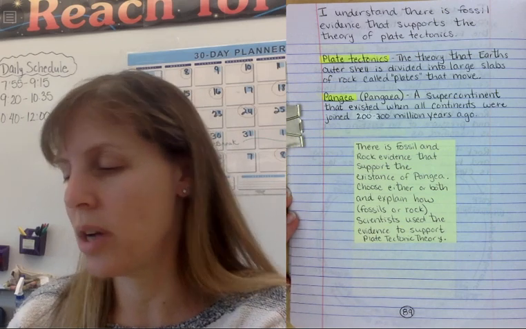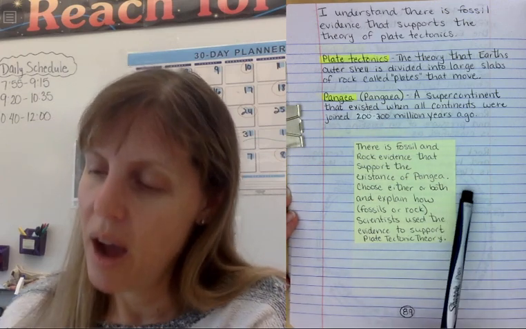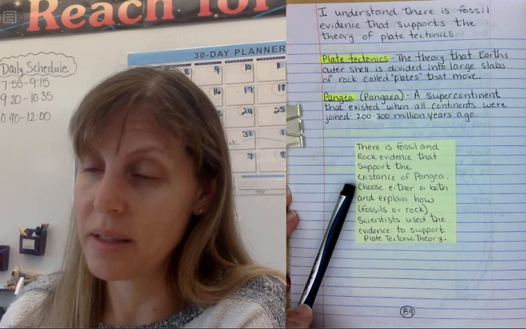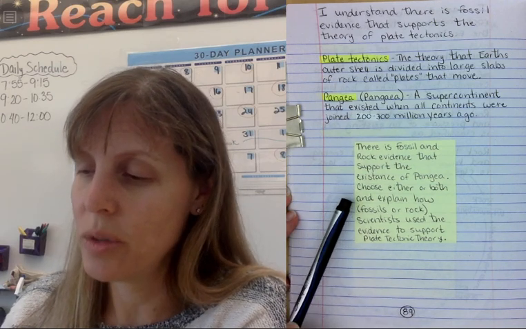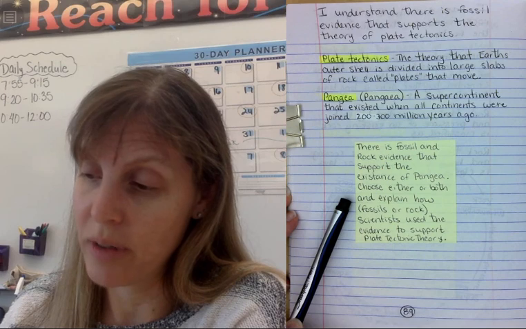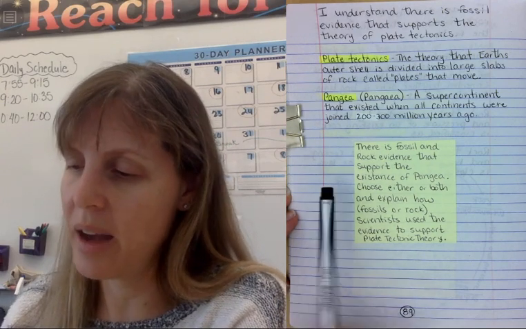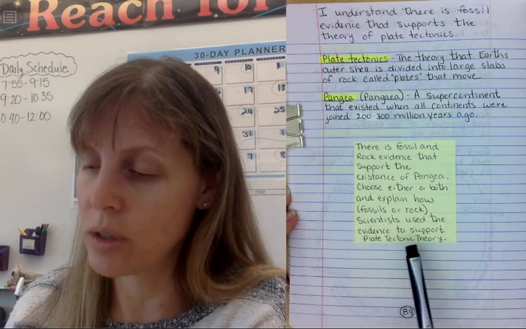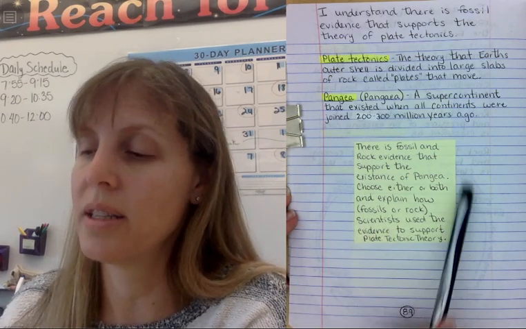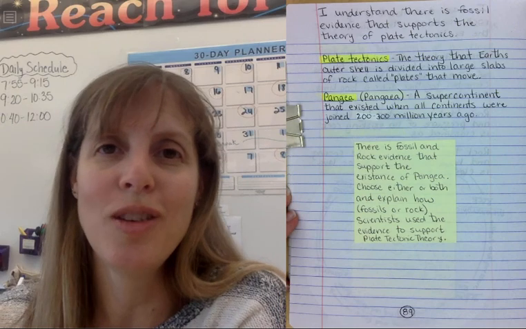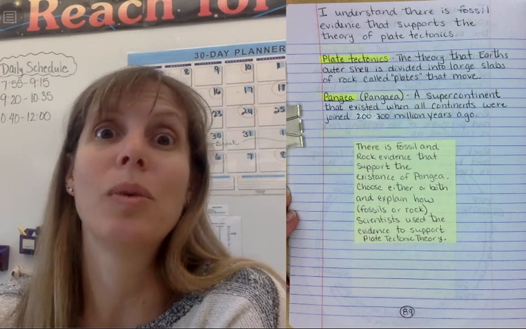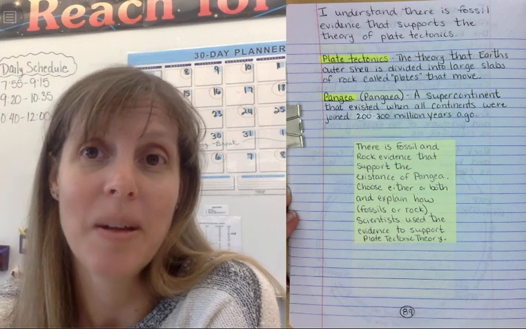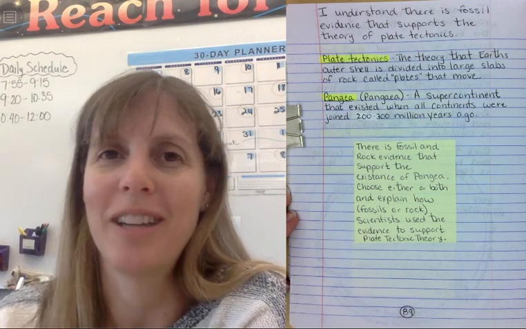So here's what I want you to do on page 89. There is fossil and rock evidence that support the existence of Pangaea. Choose either the rock evidence or the fossil evidence, or both, and explain how scientists use the evidence to support plate tectonic theory. So you're going to tell me which one you believe in or which one scientists believe in that support the theory of plate tectonics. You're going to learn some cool stuff today.